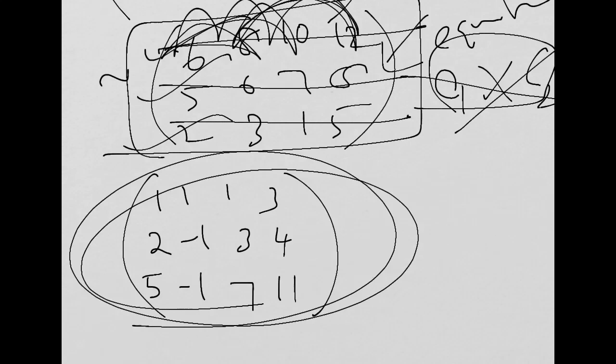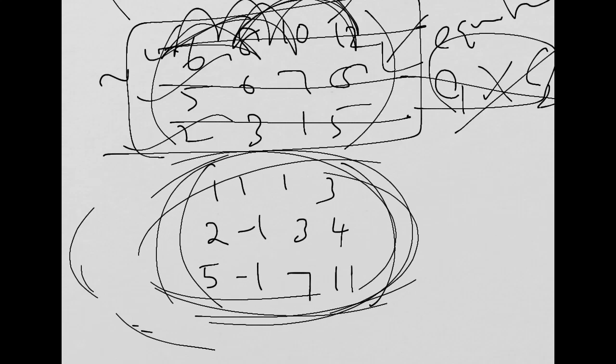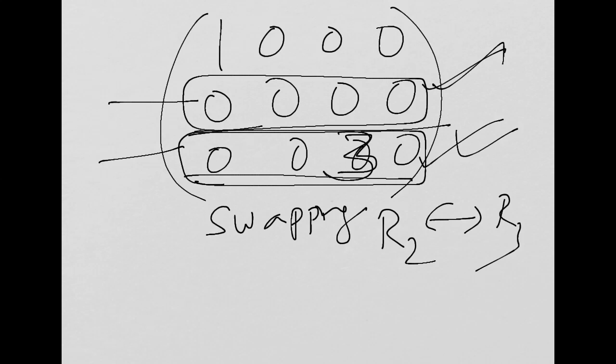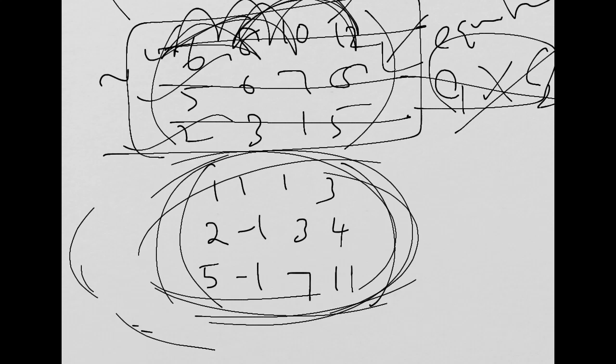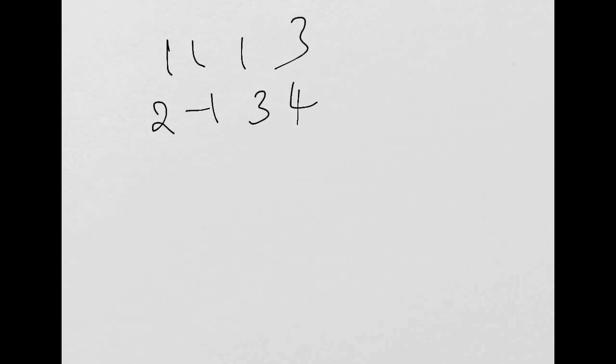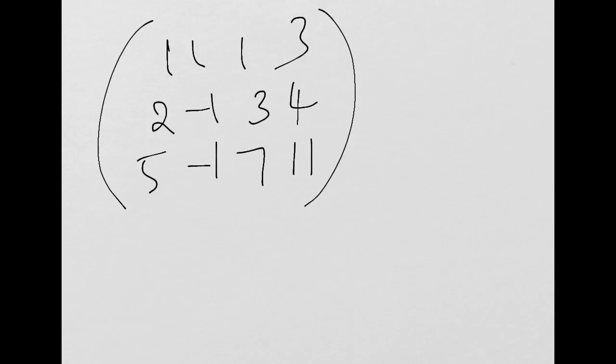Okay, so I'm going to get back to this question now. I'm going to take this question and process it. Let me take the question and do it. 1 1 1 3, 2 minus 1 3 4, 5 minus 1 7 11. I'm going to do any number of elementary transformations to get it to echelon form. Okay, let me do it now.